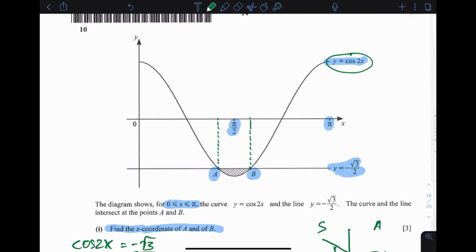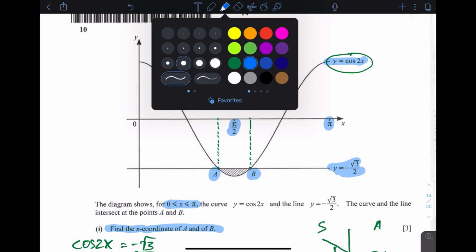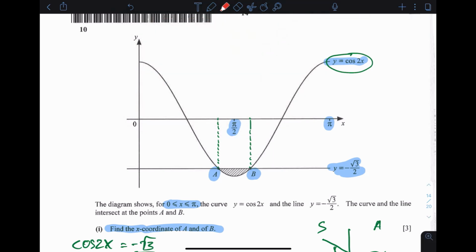But since you want to find only the shaded area, please be careful not to add everything. Mainly you need to erase this part over here, the white part, but I colored it red. This part is actually just a simple rectangle. What is the width? Just now we found the values of A and B, 5 pi over 12 and 7 pi over 12, meaning the width is 7 minus 5 pi divided by 12, which is pi over 6.